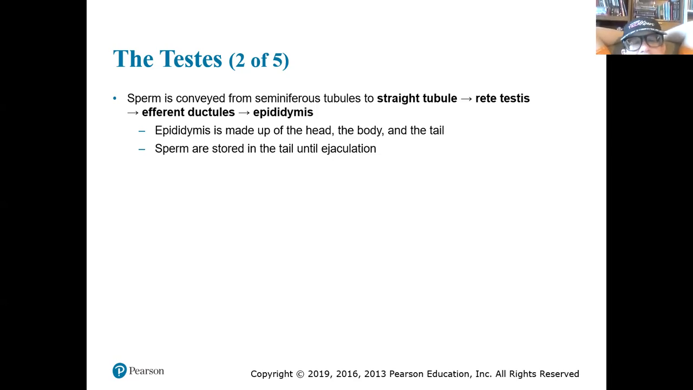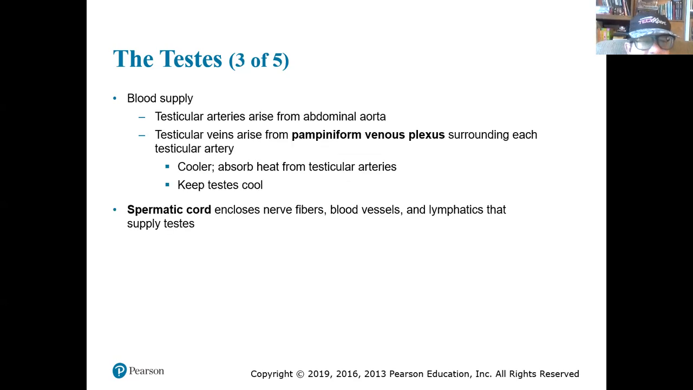The epididymis, we have 3 parts. It looks kind of like a tadpole, and we call the top part where the sperm first arrive, the thickest part, the head, and then the middle is the body, and the narrow part at the end is the tail. Mature sperm are stored in the tail until we're going to use them at ejaculation. It takes about 20 days to go from the head to the tail.